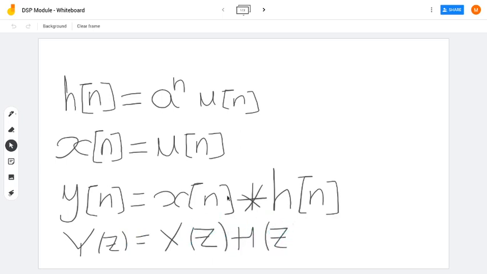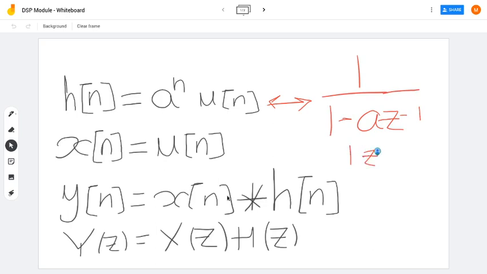So what is the Z transform of h of n? It's h of z, which is basically 1 over 1 minus a z to the power minus 1, and the ROC is modulus z larger than modulus a. This is what we have learned from the previous few lectures, how to compute the transform of a to the power n u of n. And for u of n, it would be 1 over 1 minus z to the power minus 1. It's similar to h of n, except that a is equal to 1 right now.